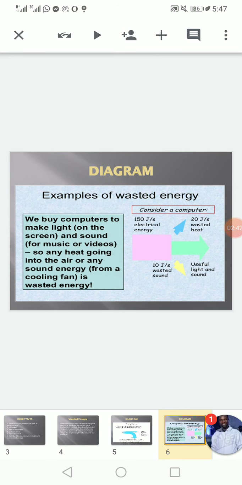Now, examples of wasted energy. Let me give another illustration. When you use a computer to make light on the screen and sound for music or other videos, any energy going into the air or any sound energy from the cooling fan is also wasted. Consider a computer with 150 joules of electrical energy. It produces 20 joules of heat as wasted energy. It also gives 10 joules of sound as also wasted energy. So the light can be useful energy.